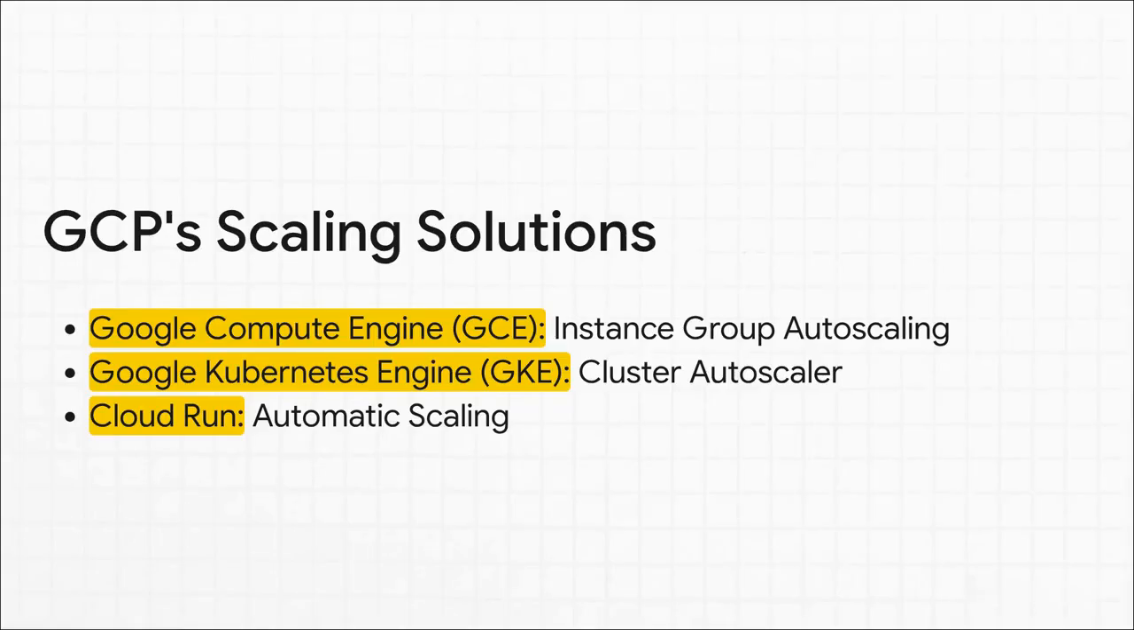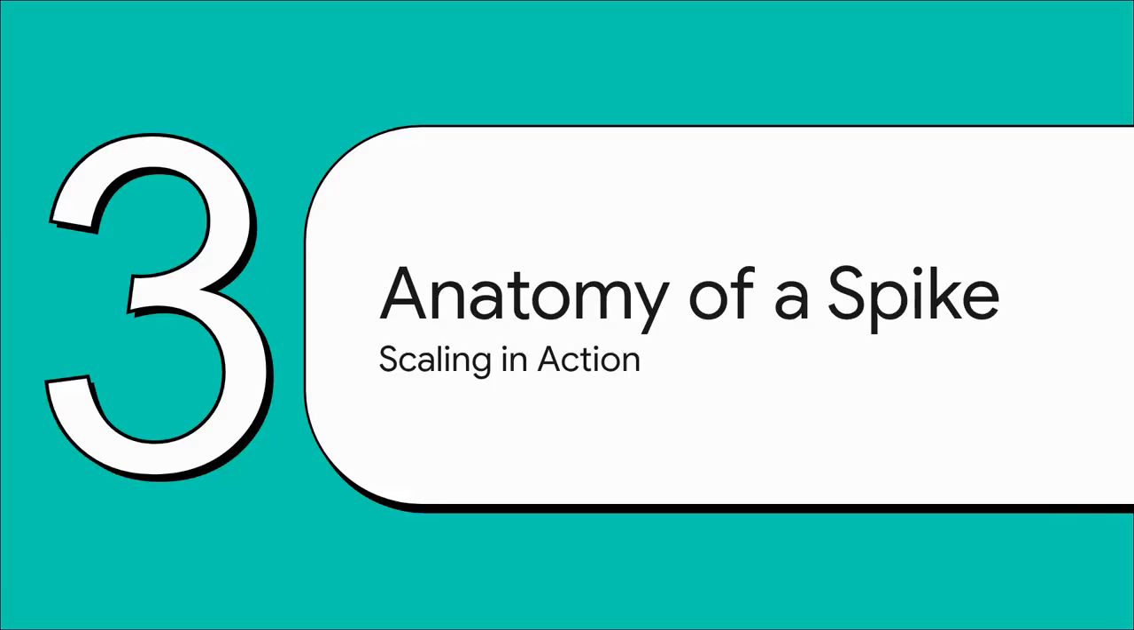So in our toolkit, we've got 3 amazing options. First up, for your more traditional apps, you've got Google Compute Engine, which is all about scaling your fleet of virtual machines. Then for the container-centric world, there's Google Kubernetes Engine, which scales the entire cluster your containers live on. And finally, for the "I don't want to manage servers" approach, there's Cloud Run, which scales your containers directly, almost like magic.